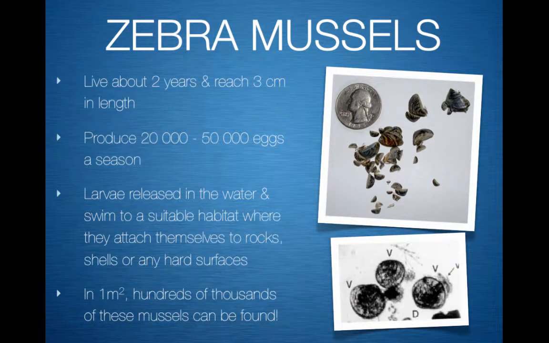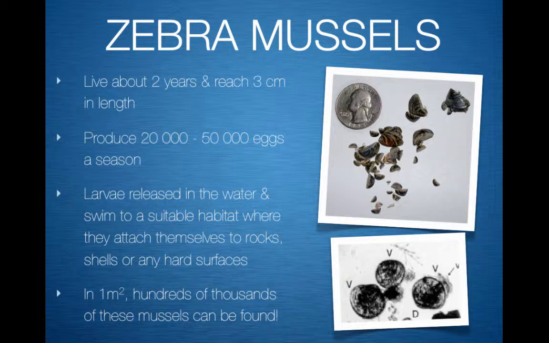Now we're going to elaborate more on one specific type of invasive species, which are the zebra mussels. Zebra mussels live about 2 years and they reach 3 centimeters in length. They can produce between 20,000 to 50,000 eggs in a season. Their larvae are released in the water and they swim to a suitable habitat where they then attach themselves to rocks, shells, or any hard surfaces.